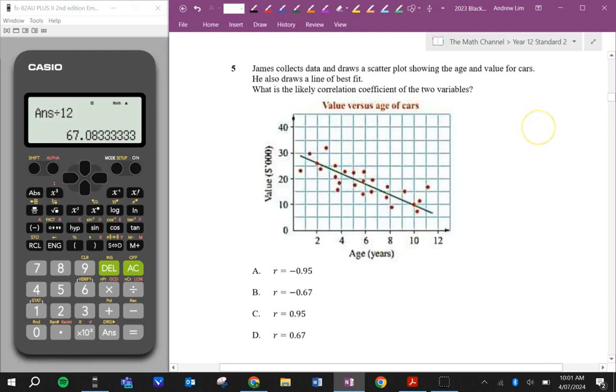Question 5. James collects data and draws a scatter plot showing the age and value for cars. He also draws a line of best fit. What is the likely correlation coefficient of the two variables? So because it's sloping down, it should be negative. So that tells me it's not C or D because they're both positive. Option A says negative 0.95. Now that tells me it's very strong, which indicates that the scores should be closer to the line of best fit. So in my opinion, because they're more spread out, it should be B, minus 0.67.